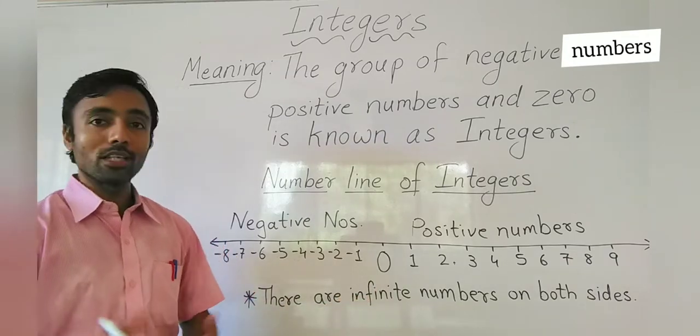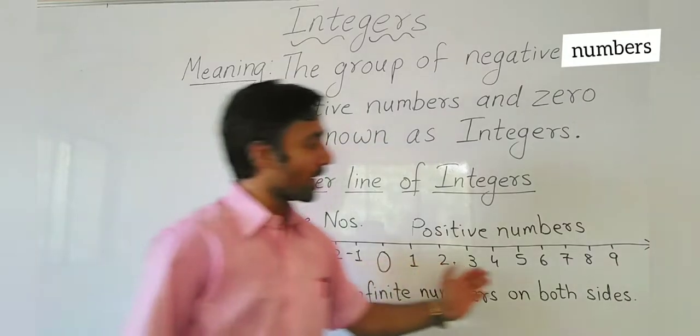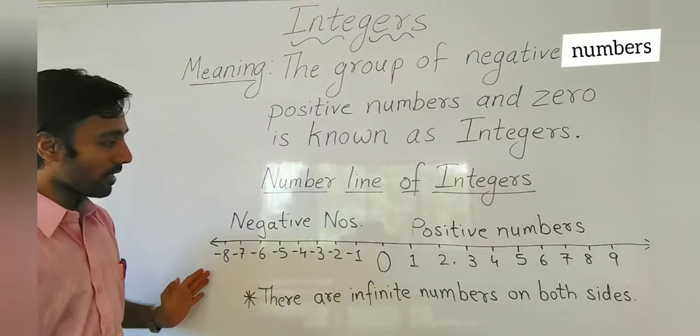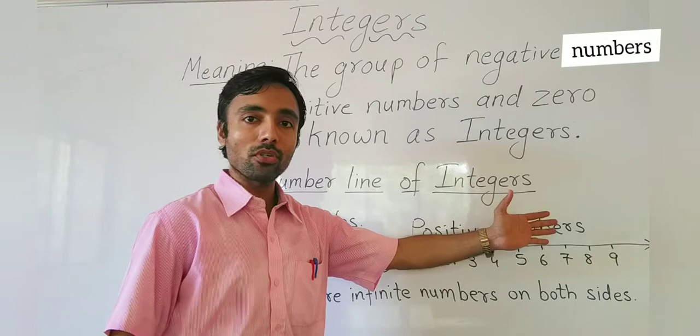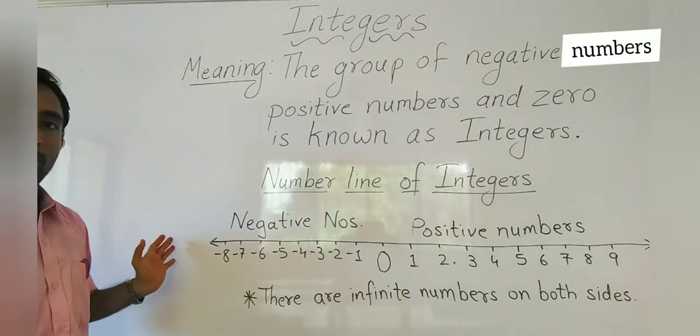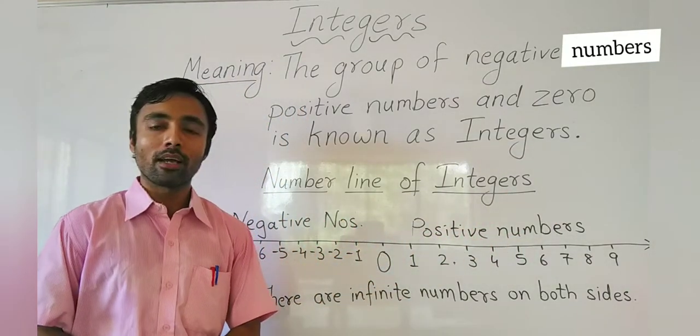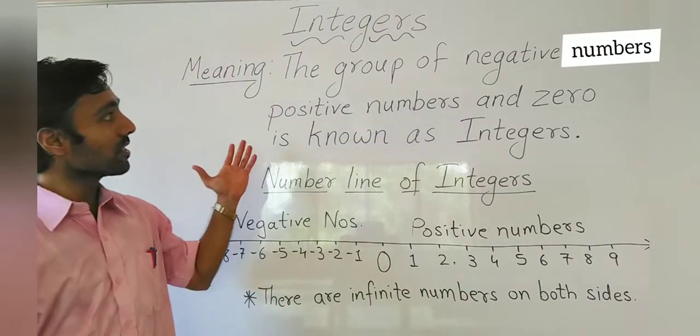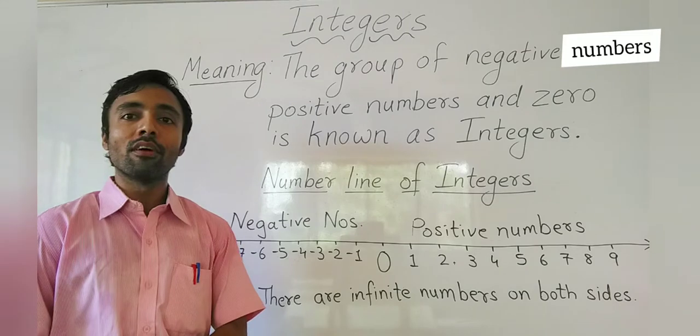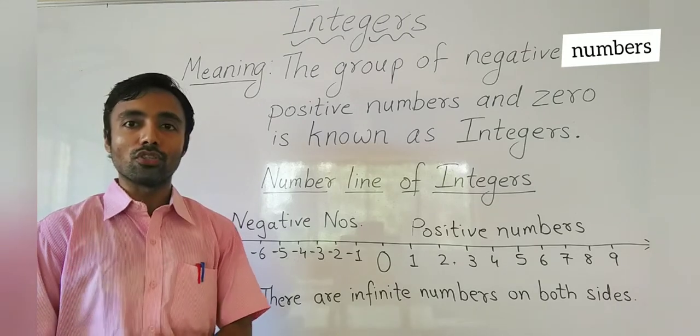And as we all know, the line can extend infinitely on both sides. Similarly, we can have an infinite number of positive numbers and an infinite number of negative numbers in the integers group. I hope the meaning of integers is clear. Once again, the integers group includes negative numbers, positive numbers and 0.